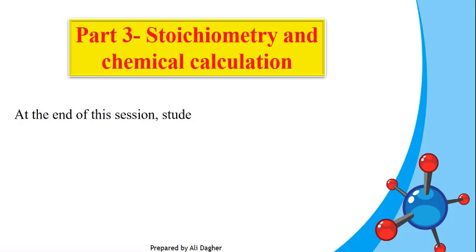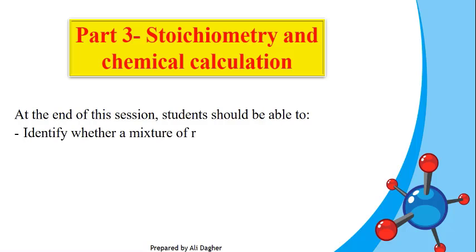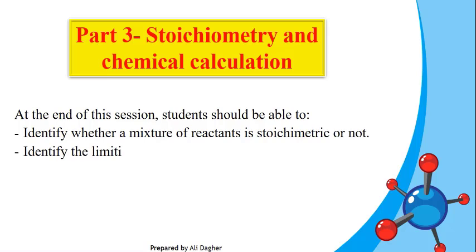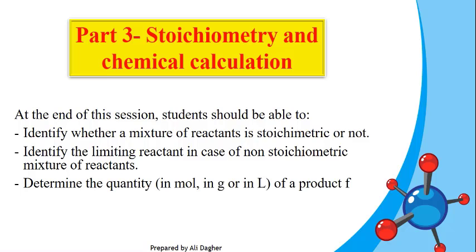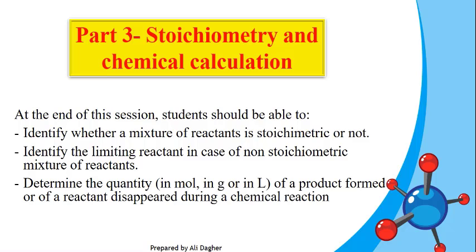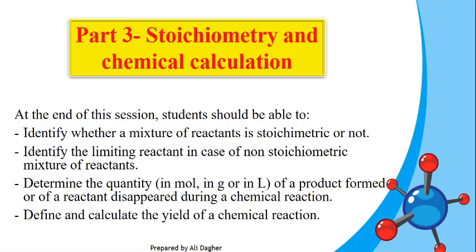At the end of this session, students should be able to identify whether a mixture of reactants is stoichiometric or not, identify the limiting reactants in case of non-stoichiometric mixture of reactants, determine the quantity, number of mole in mole, mass in gram, volume of a gas in liter of a product formed or of a reactant disappear during a chemical reaction. And finally, define and calculate the yield of a chemical reaction.